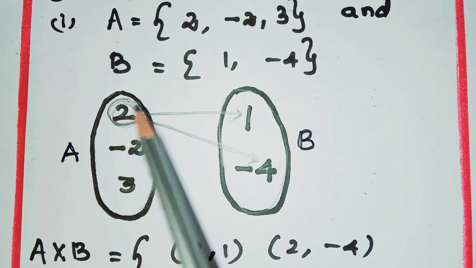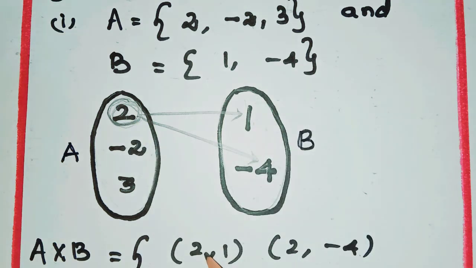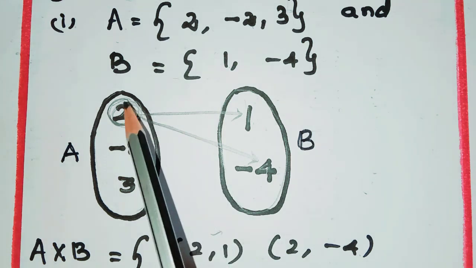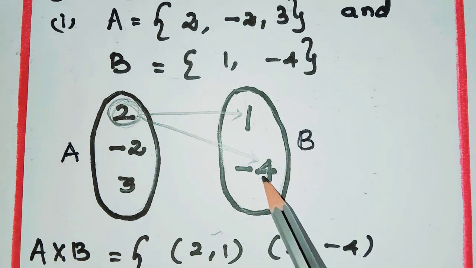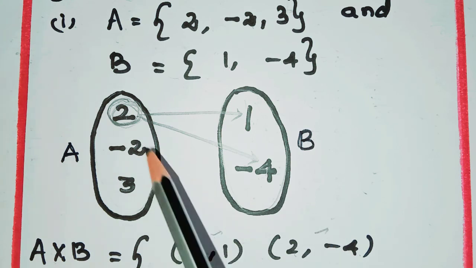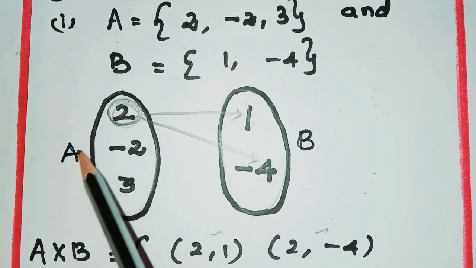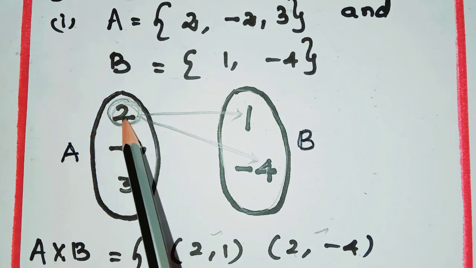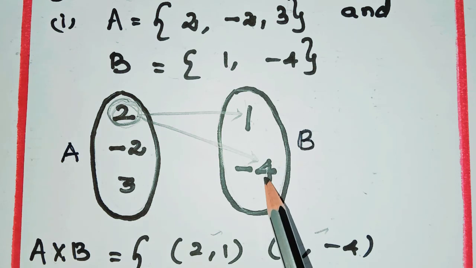The first element is paired with the first element of B, that is 1. (2, 1) is the first ordered pair. Next, the first element of A with the second element of B, that is -4. (2, -4) is the second ordered pair. So these are the two possible ordered pairs using the first element of set A. The first element is mapped with the first element of B and with the second element of B. So these are the two ordered pairs.